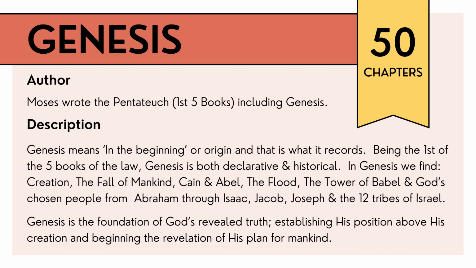Chapter 26, and there was a famine in the land, in addition to the first famine that was in the days of Abraham. Isaac went to Abimelech, king of the Philistines, to Gerar. Yahweh appeared to him and said, "Don't go down into Egypt.